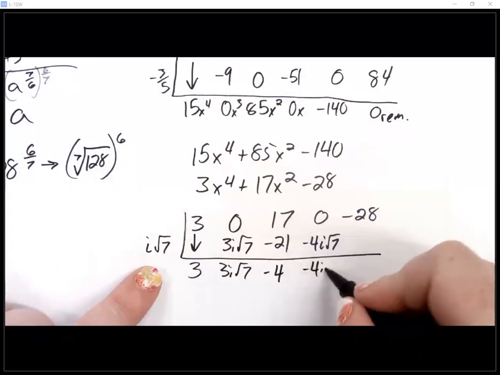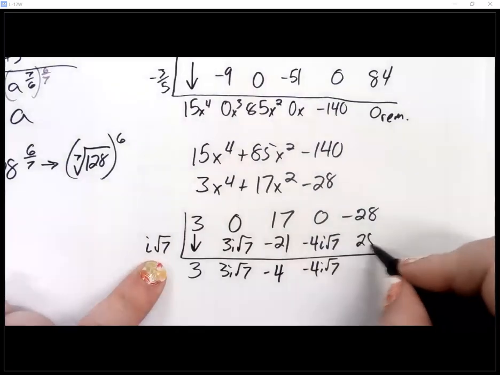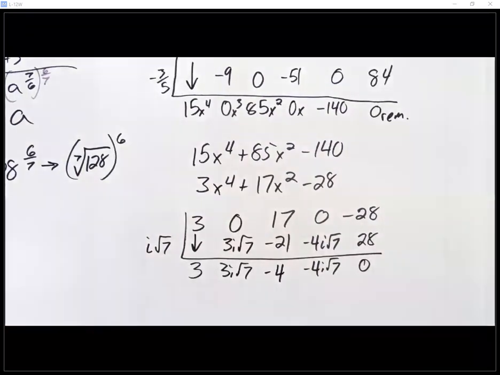And now let's multiply these two together. Oh, and I think it is going to get us 28, because that's going to be a positive 4 times 7. I get a positive 28, so I get a 0. So what does this tell us? This tells us that i root 7 works. So I'm crossing out choice C.